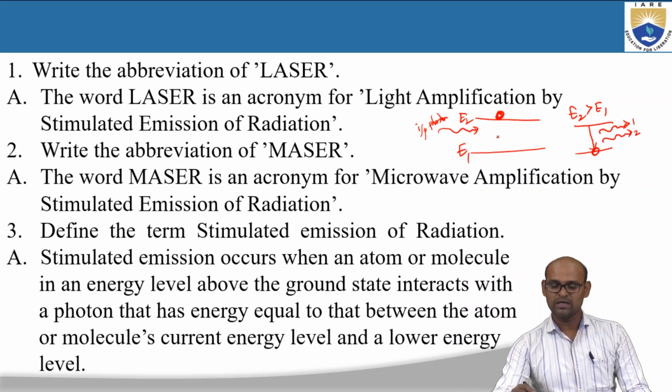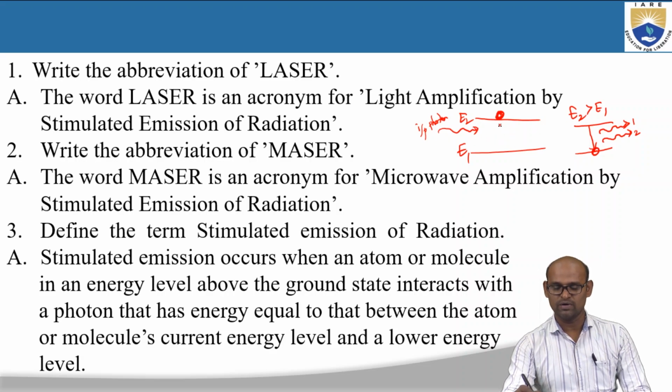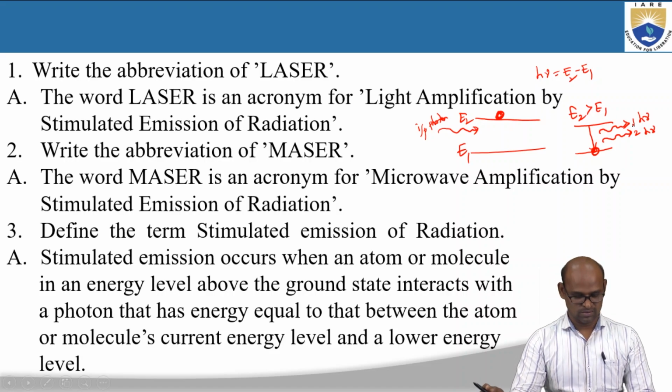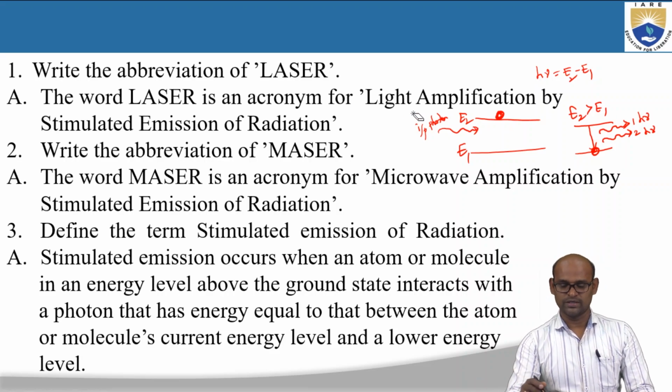So stimulated emission occurs only when we supply a photon whose energy is equal to the energy difference. The atom interacts with the photon and decays to the lower energy level by emitting another photon whose energy is equal to the difference of these two energy levels. So h nu is equal to E2 minus E1. What is h nu? h nu is the energy of the photon, of the two photons. So that is stimulated emission.